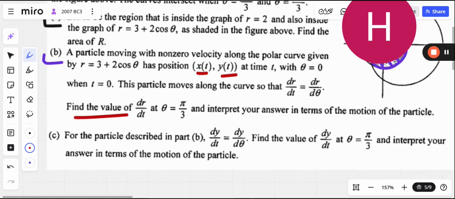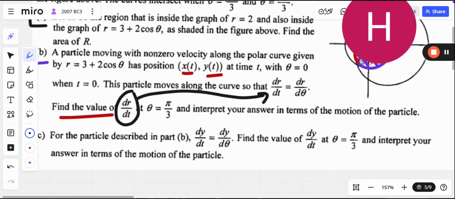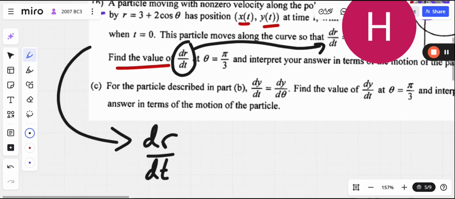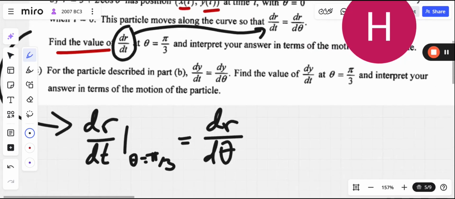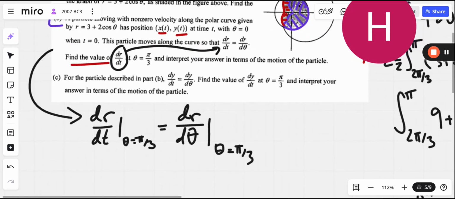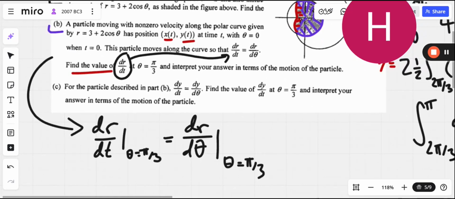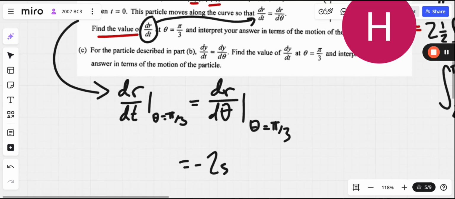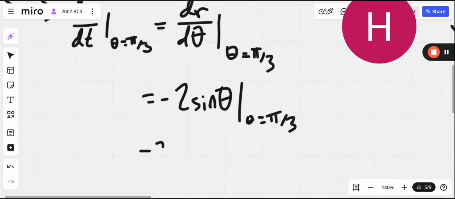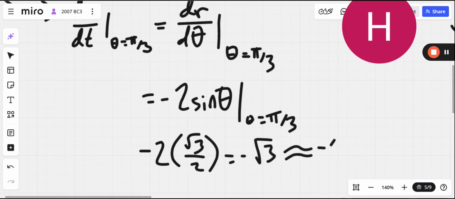Find the value of dr/dt at theta equals pi over 3. Well, that's really easy because dr/dt apparently also equals dr/d theta. So we can just say dr/dt evaluated at theta equals pi over 3 just equals dr/d theta, again evaluated at theta equals pi over 3. The derivative of r with respect to theta is simply going to be negative 2 sine theta. So if we evaluate that at theta equals pi over 3, we're just going to get negative 2 times sine pi over 3. So we're going to get negative rad 3, which is approximately negative 1.732.